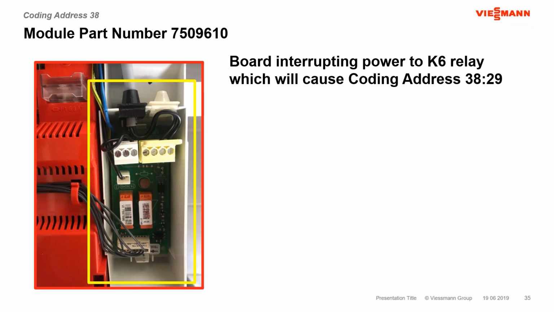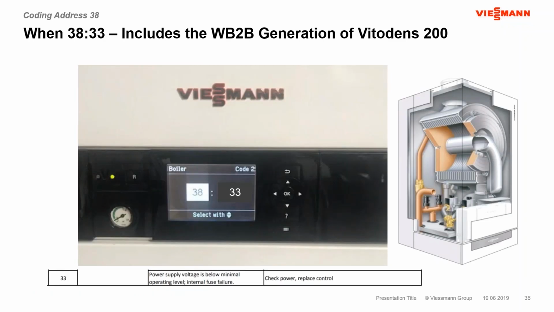So the difference there would be if you have power at the 53L at the top here, and you go down and have a look at the contact on the L terminal on the multi-plug. If there's no power there, there's a potential that that fuse could be popped in the pump module, and it would need to be replaced. So you need to replace the pump module if that was the case. And finally, the fault, basically address 38 at a value of 33, indicates that the power supply voltage is below your minimum operating level, or there's an internal fuse that has failed. So we check for power or replace the control.